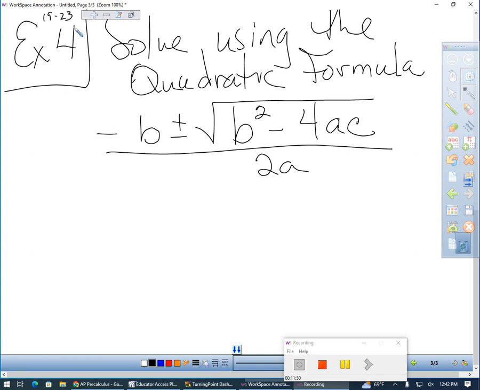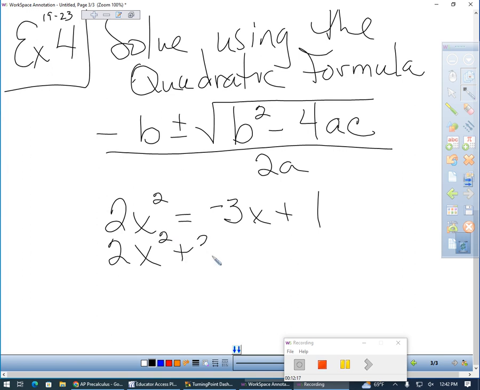So let's do one like this. How about 2x squared equals negative 3x plus 1. So in order to use the quadratic formula, we have to get the whole thing set equal to what, Logan? Thank you. So I have 2x squared plus 3x minus 1 equals 0. Again, this is my A, my B, and my C.